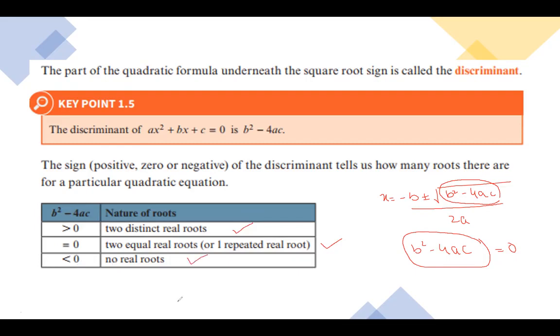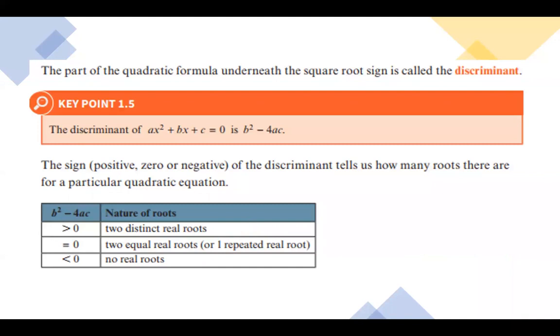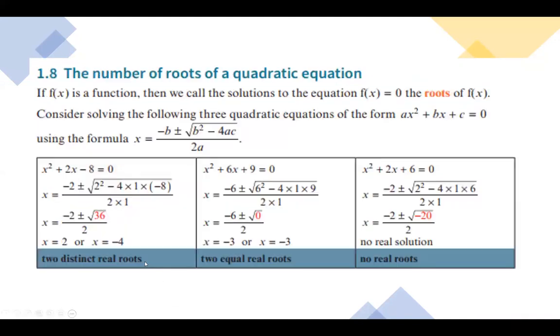So these are the equations from the previous part. This is the two distinct real roots. Okay, two distinct real roots. This means that b square minus 4ac is greater than 0. When two equal real roots, b square minus 4ac is equal to 0, and in the third case when there is no root, b square minus 4ac is less than 0.